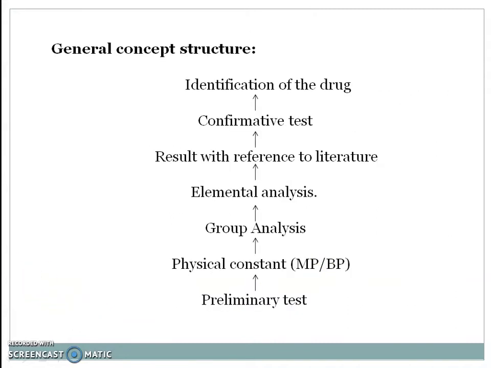Now, what is the general concept for the structure? Systemic qualitative analysis starts with preliminary test. After that we have to perform physical constant, that means determination of melting point or boiling point, then group analysis, then element analysis, means we have to determine which elements are present in the given organic compound, then result with reference to literature, and confirmative test. After confirmatory test, we identify the drug.